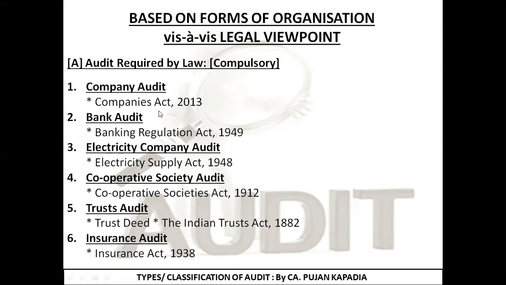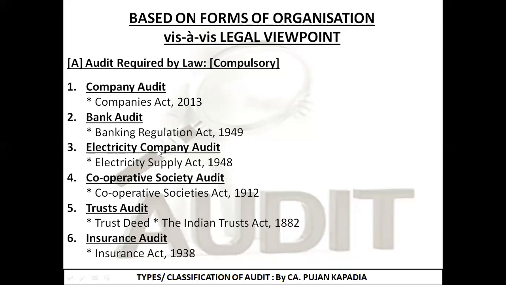First I have taken company audit. Company audit is compulsory under the Companies Act 2013. So if you are a company, then it is compulsory for you to conduct the audit of your books of account under the Companies Act 2013. Second is bank audit. It is governed by the Banking Regulation Act 1949. Third is audit of an electricity company. It is done under the Electricity Supply Act 1948.